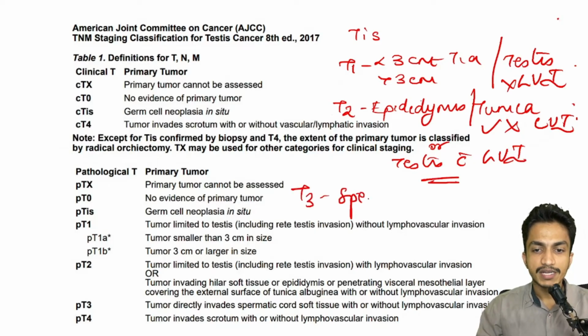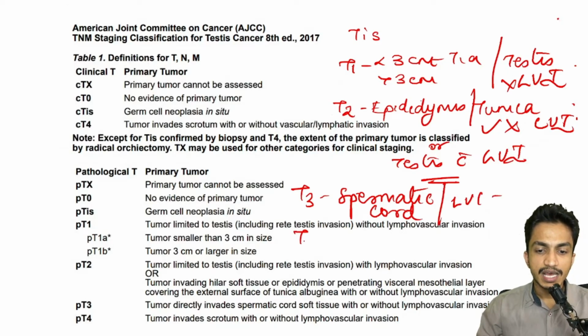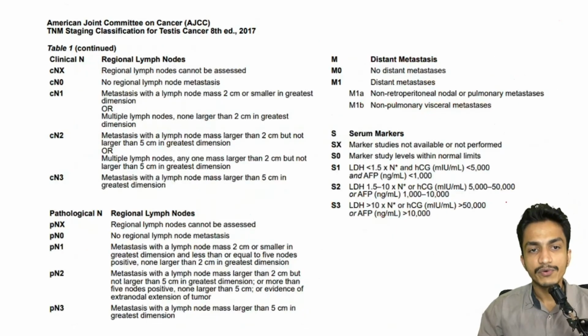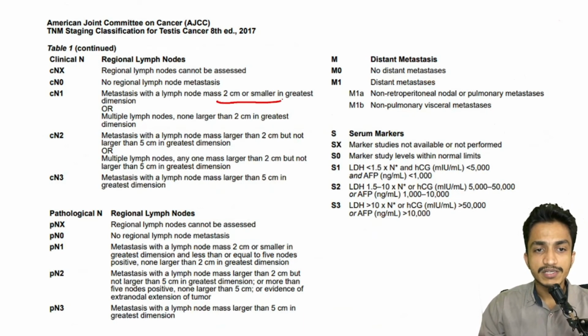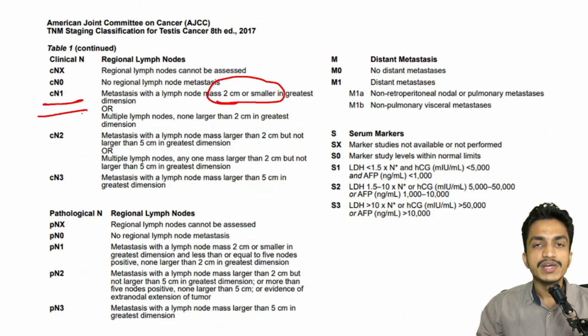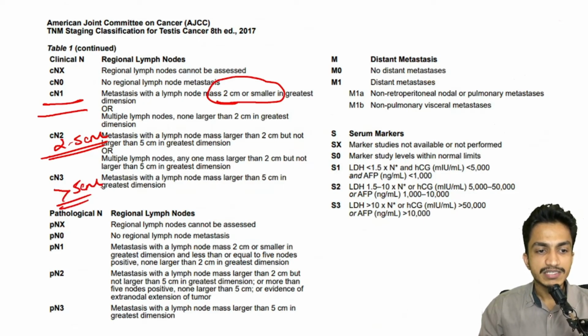If it is spreading into the spermatic cord, it can or cannot have lymphovascular invasion, it is T3. And if it is spreading into the scrotum with or without lymphovascular invasion, that is T4. Now in lymph node, if it is spreading, having a lymph node mass that is 2 centimeters or smaller, or multiple lymph nodes, but none more than 2 centimeters, then it is N1. If there is a lymph node mass which is between 2 to 5 centimeters, or multiple lymph nodes, again the size should not be more than 2 to 5 centimeters, and if it is greater than 5 centimeters, then it is N3. So this is regarding the clinical lymph node staging.